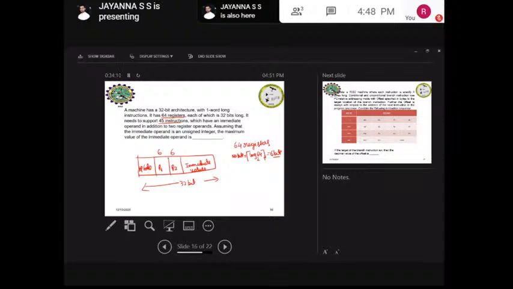Then it contains 45 instructions. So for 45 instructions, again you have to calculate the number of bits to represent an instruction. So it is log 45 with base 2. You have to consider the ceiling function.